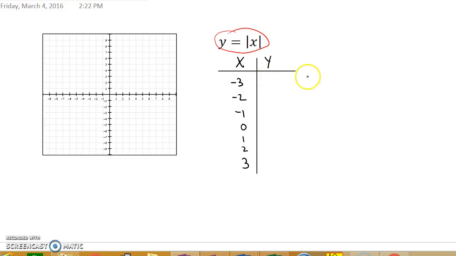If I plug in -3, the absolute value of -3 turns positive. Same way for -2, that'll turn into +2. This will turn into +1. The absolute value of 0 is 0. The absolute value of 1 is 1. This will stay 2, and this will stay 3. And so if I plot these points, -3, 3, -2, 2, -1, 1, 0, 0, it's going to start to look linear. But then after 0, 0, we'll bounce back to 1, 1, 2, 2, and 3, 3.